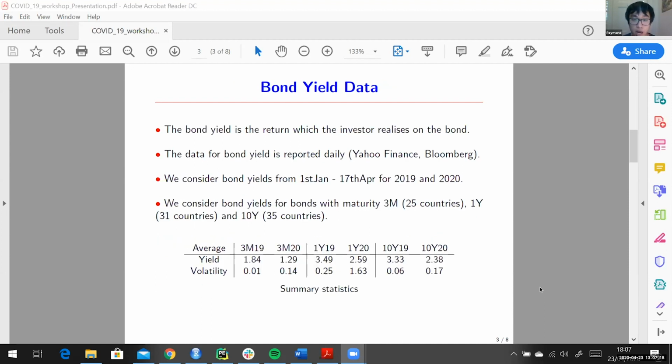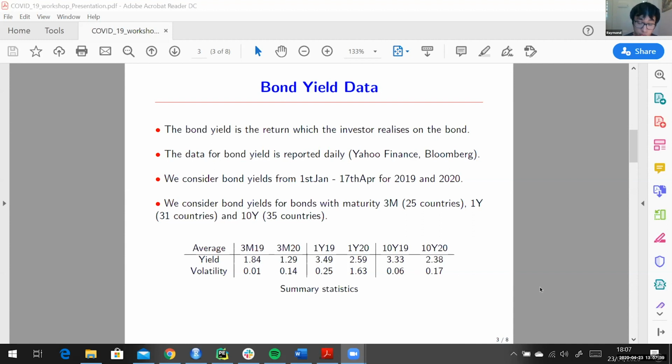So for example, what's a bond? If I purchase a bond for £100 with a 10-year maturity at 10%, I would expect at the end of that 10 years to have £110, or a 10% return on that bond. This data is reported daily and can be found in various sources displayed in the slide.